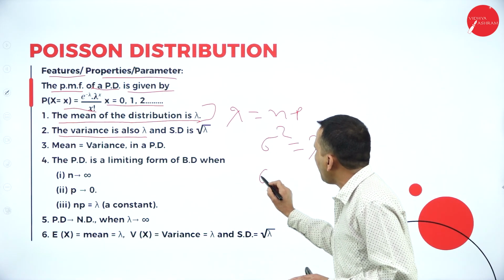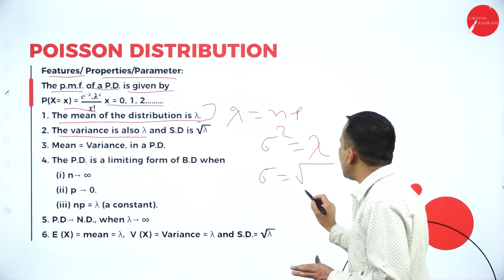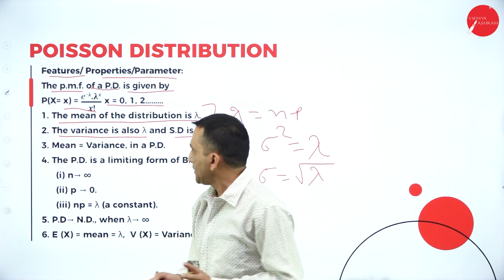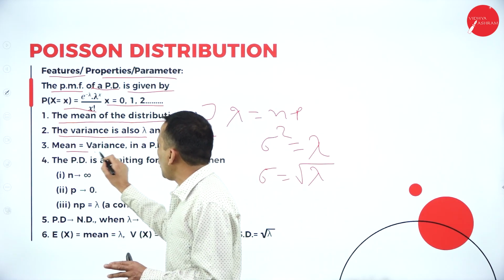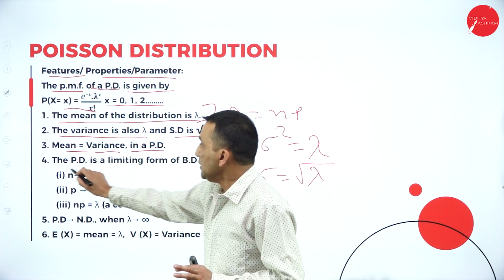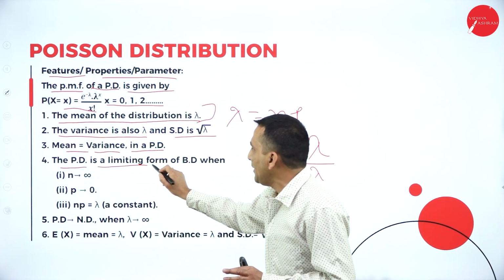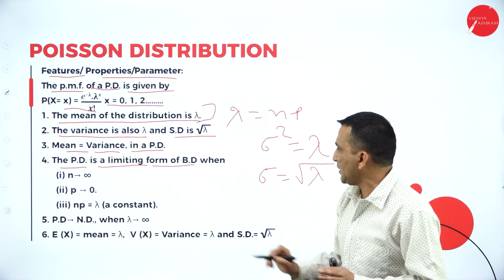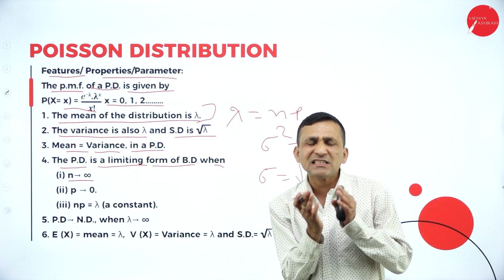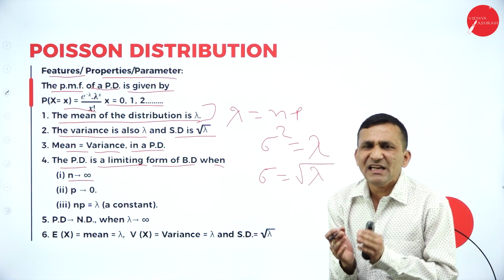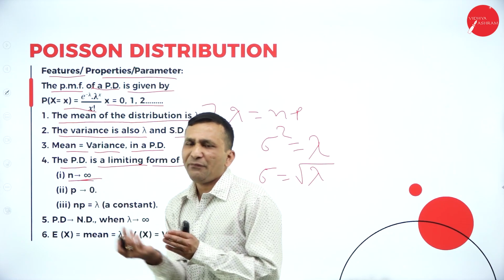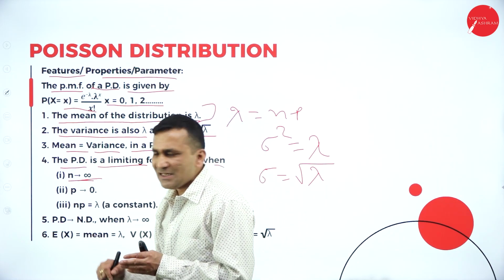If you try to go for standard deviation, inside the square root you are writing lambda, which is nothing but your standard deviation. The mean is equal to the variance in a Poisson distribution, which is always equal. The Poisson distribution is a limiting form of the binomial distribution, when n tends to infinity. In the finite case we can easily predict, but in case of an infinite number, we definitely need to depend on the Poisson distribution.